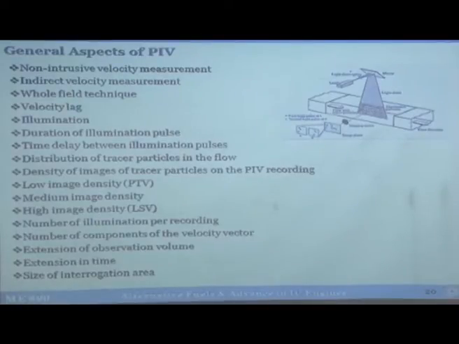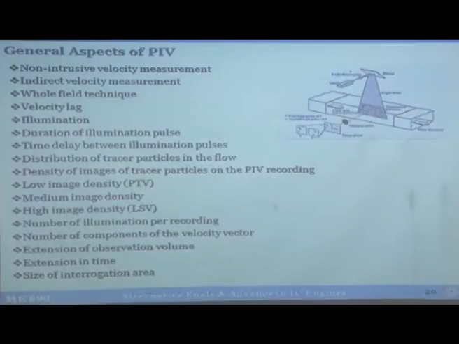Then the time delay between the two illumination pulses is also important. If the time delay is too short, then the particle will not move enough distance. If the time delay between the two pulses is very large, it is possible that the particle will move out of plane and you will lose it. You will not be able to capture the image in the second frame. So, that data will also be useless.